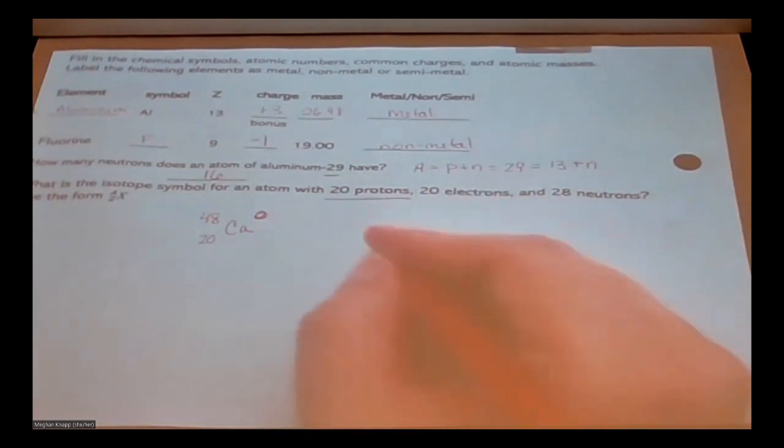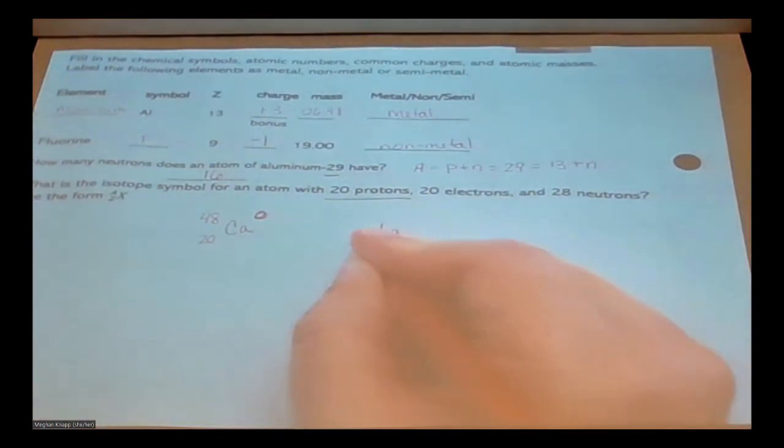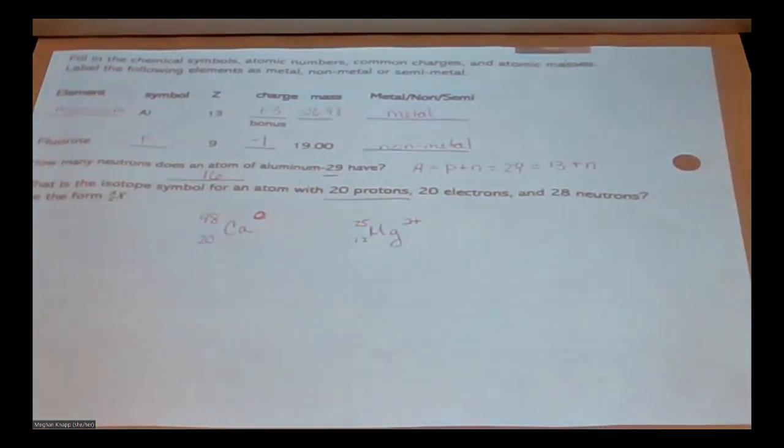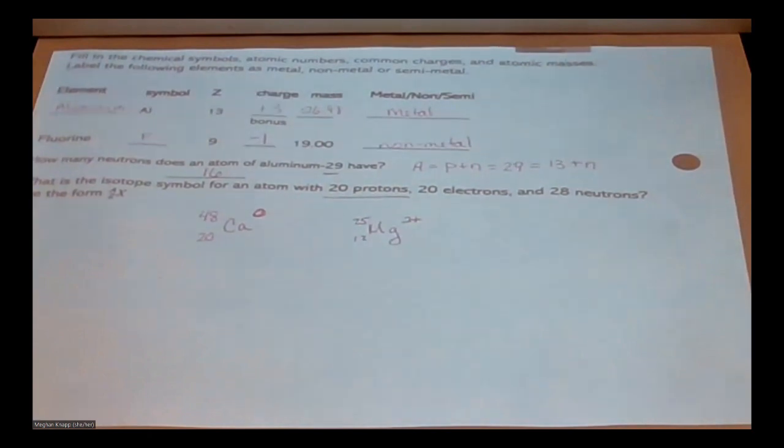And then I think the other class had magnesium, but yours was charged, so it should look like that. Okay. Questions? Next.